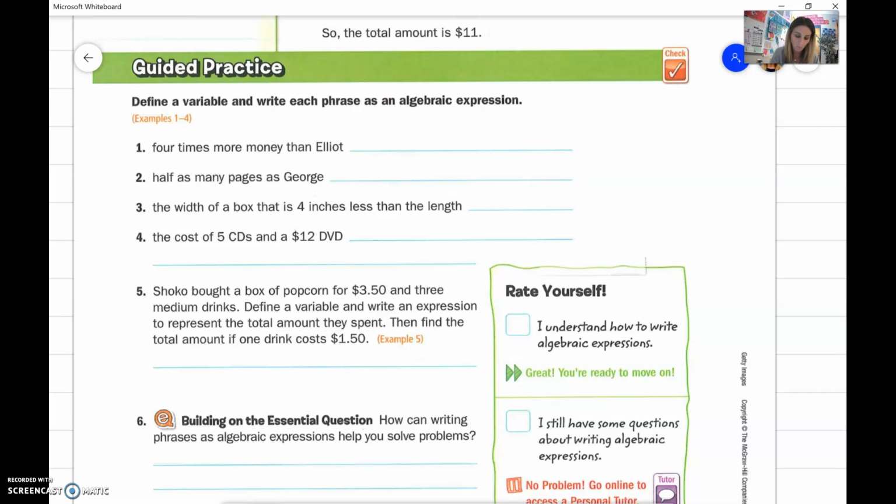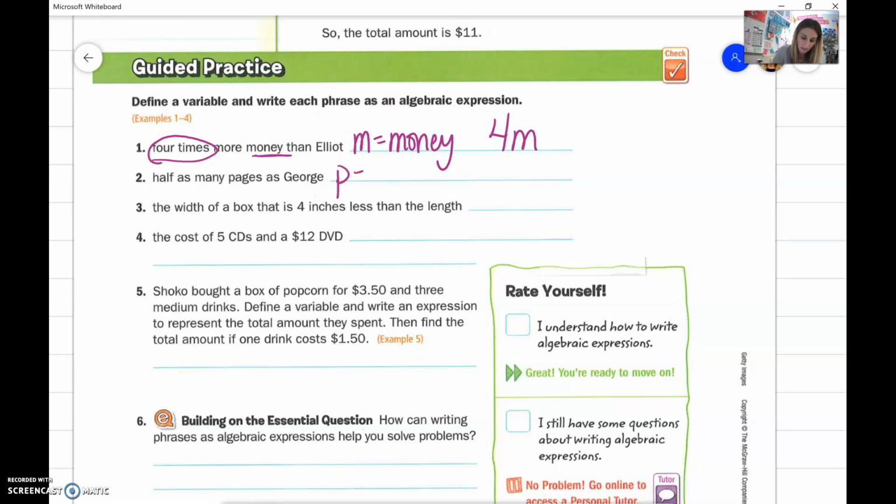4 times more money than Elliot. So 4 times more money than Elliot. So let's use M for money, which would be Elliot's money. 4 times more, which would be 4M. So it's just 4M.